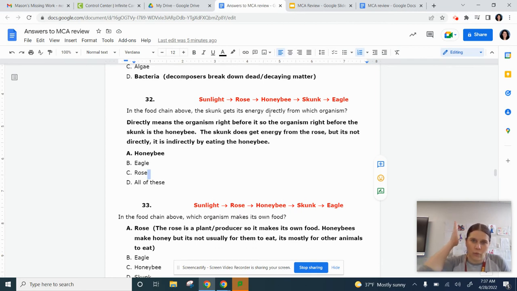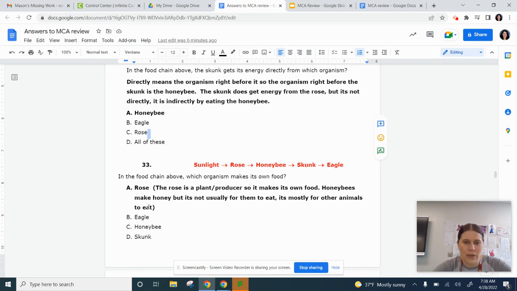The skunk gets its energy directly. Directly means what's the one right in front of it? The honeybee. The skunk does get energy from the rose, but it's through the honeybee, right? So the eagle, remember the energy pyramid? Only 10% goes up. So the eagle gets energy from the rose, from the honeybee, from the skunk, but directly means the one right in front of it. So this one would have been the honeybee. This one was hard.